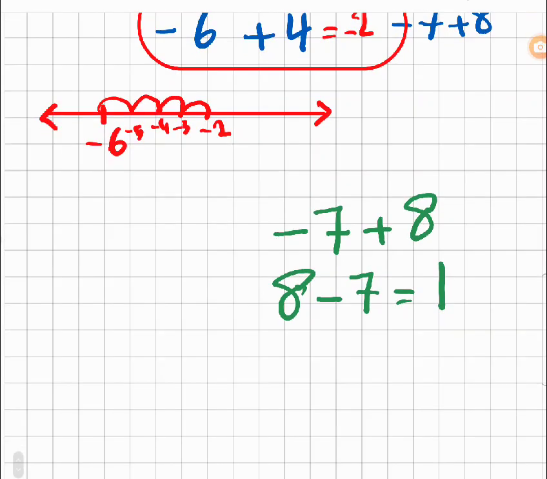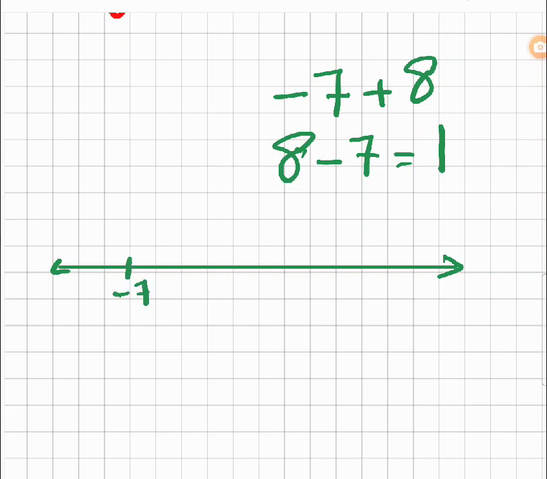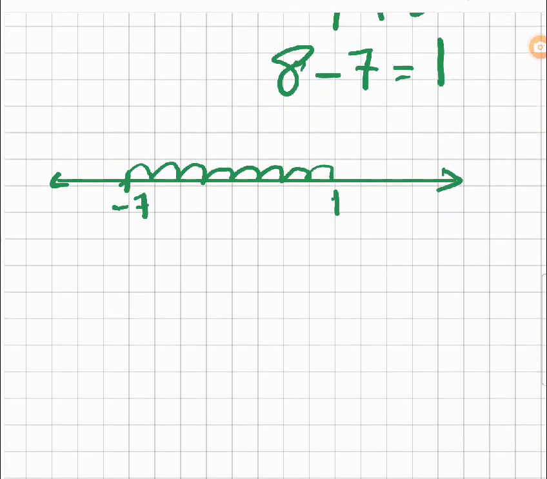So let's start with negative 7, and let's travel 8 units to the right, since we're adding 8 to negative 7. 1, 2, 3, 4, 5, 6, 7, 8. This is negative 6, negative 5, negative 4, negative 3, negative 2, negative 1, 0, positive 1. So negative 7 plus 8 is positive 1. Go ahead and try these. Negative 7 plus negative 5 and negative 3 plus negative 4.